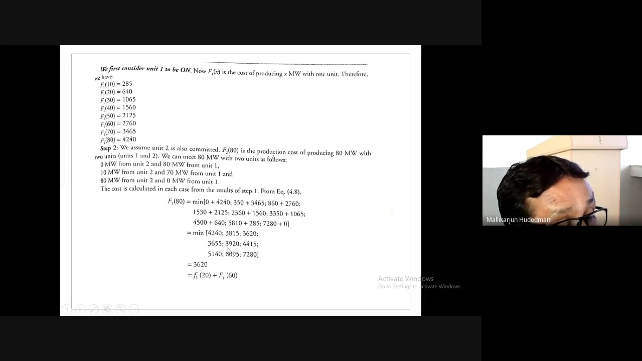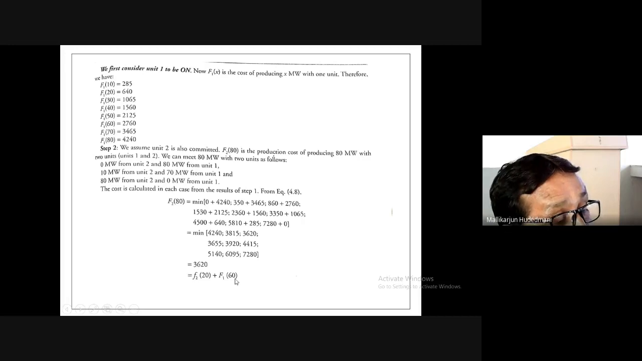Minimal cost from this works out 3620. This is the third state. What is the third state? State number 1, 2, 3. 860, 2760. What is this? 60 from machine number 1, 20 from machine number 2. You can see here, 3620 refers to 60 from machine number 1 and 20 from machine number 2. This together fulfills your 80 megawatt as a minimal.